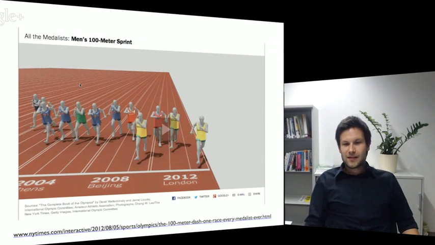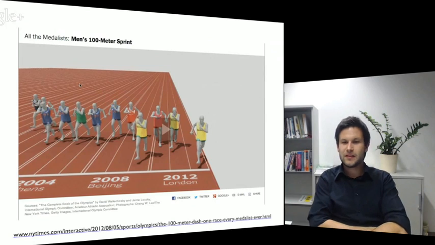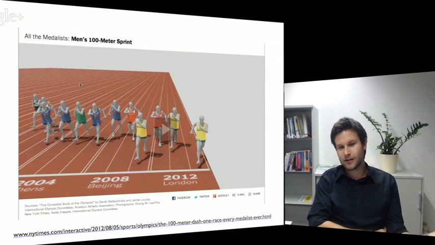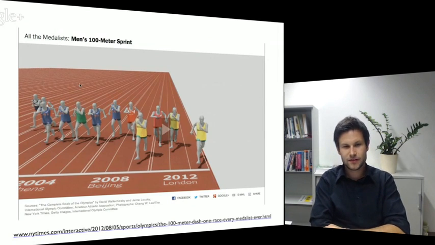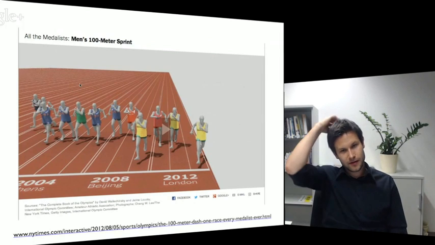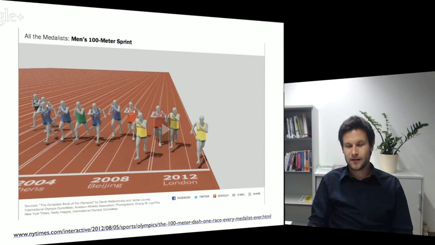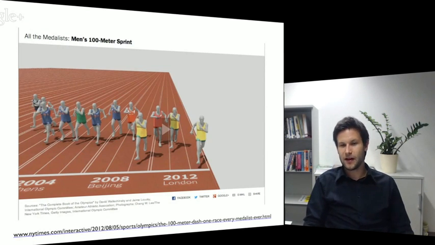All right, this is just an example from New York Times, where they had this 100-meter sprint, and they compared how we got faster over the last, I don't know, 100 years or so, and then compared the different results of the Olympic Games of the 100-meter sprint. And you can watch the video online, and I'm not showing the video now, but this is a really good example how to tell an audience a story.